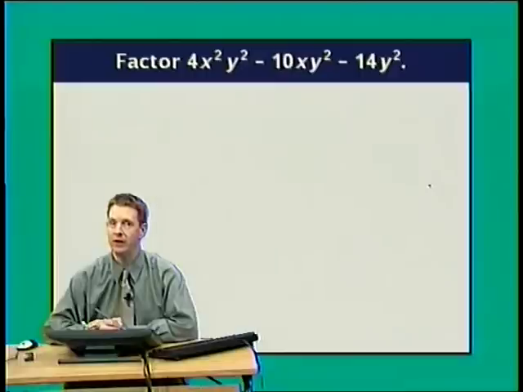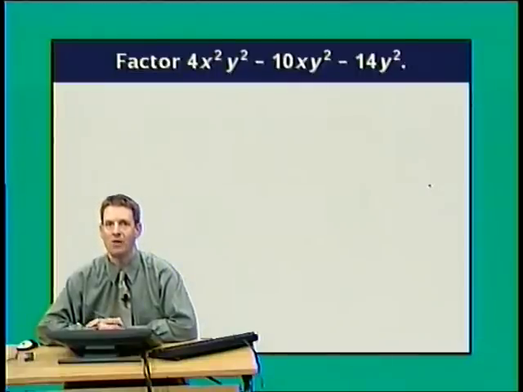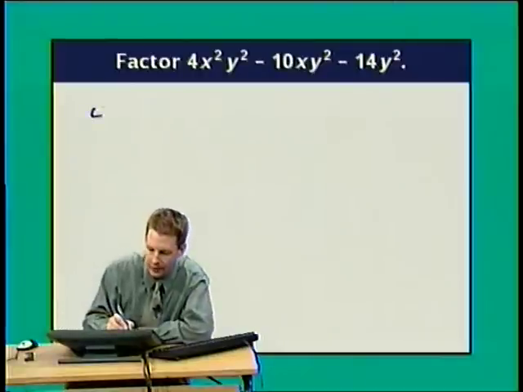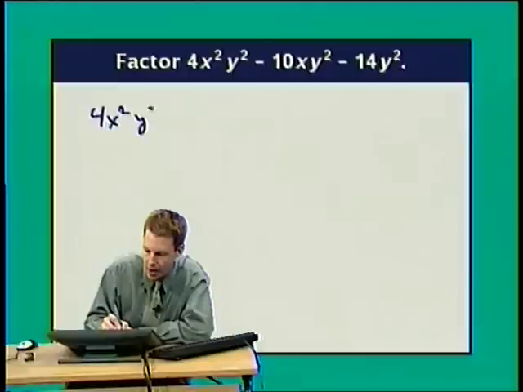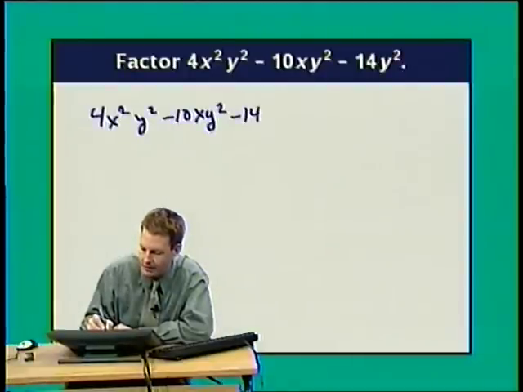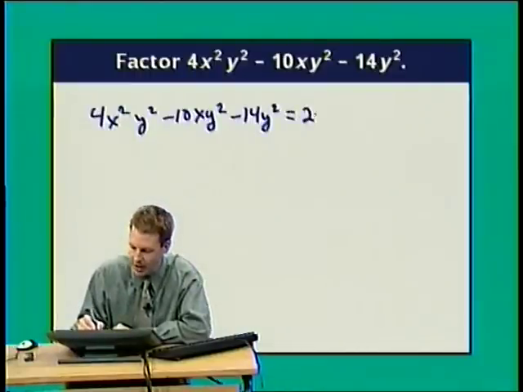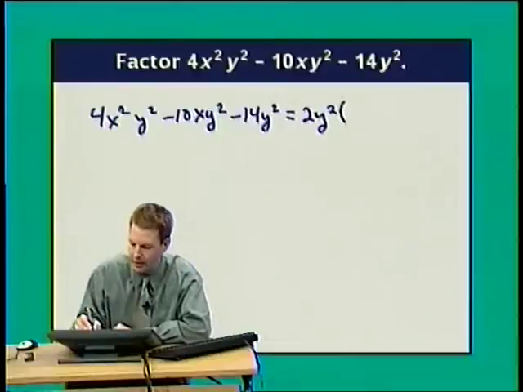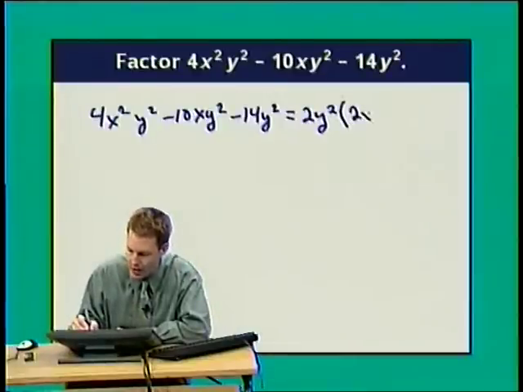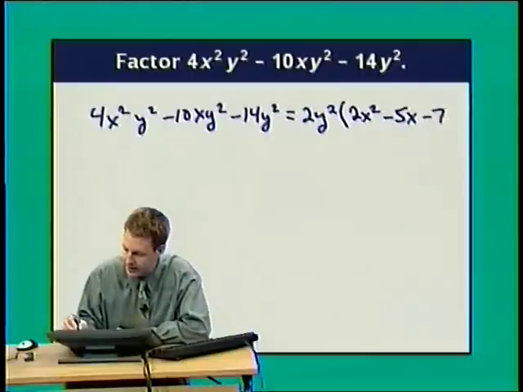I also need to look at the coefficients. 4, 10, 14, those numbers all have a factor of 2. So from my coefficients of 4, negative 10, and negative 14, I can factor out a 2. So we've got 4x squared y squared minus 10xy squared minus 14y squared. And the first thing we're going to do is factor out 2y squared. That leaves behind 2x squared minus 5x minus 7.